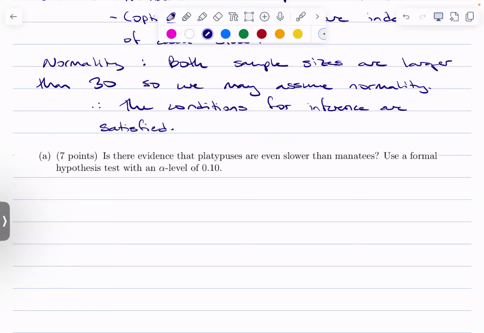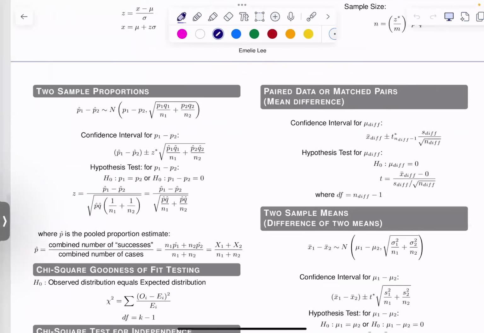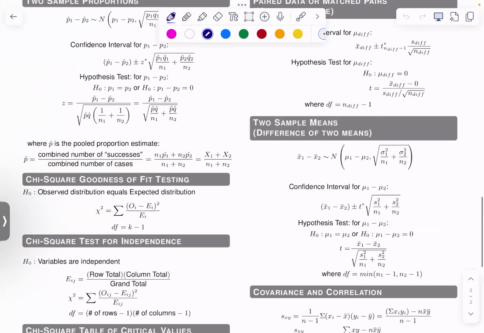Now we're ready. Part A. Is there evidence that platypuses are even slower than manatees? So slower than manatees. Okay. Use a formal hypothesis test with an alpha level of 0.1. Let's go to our formula sheet because we did a lot of work trying to pick what type of question we have. And we said, okay, two sample means or two independent sample means.